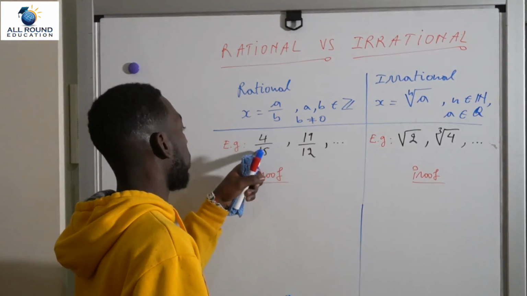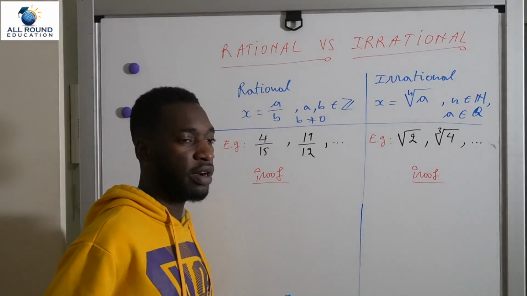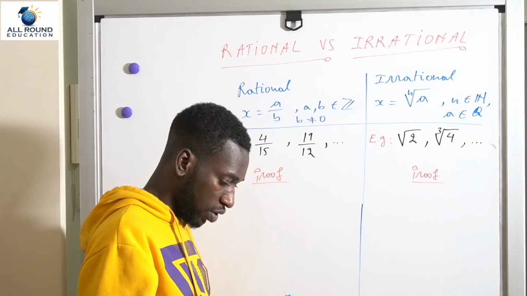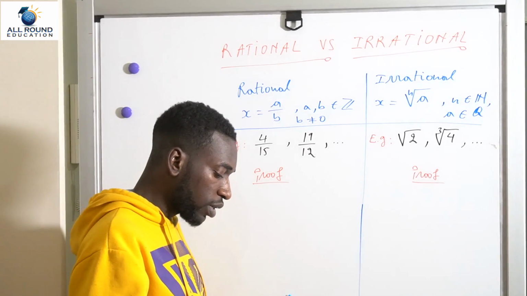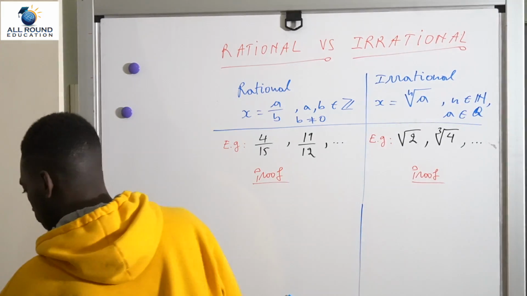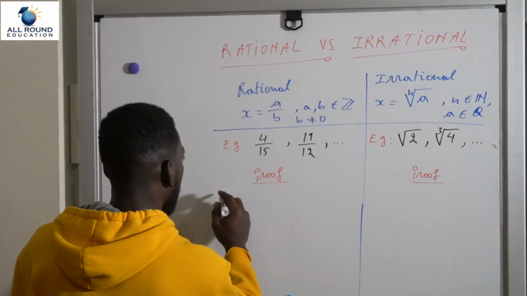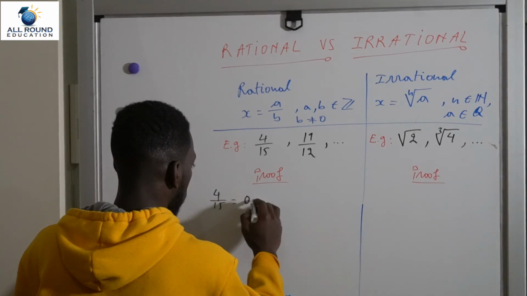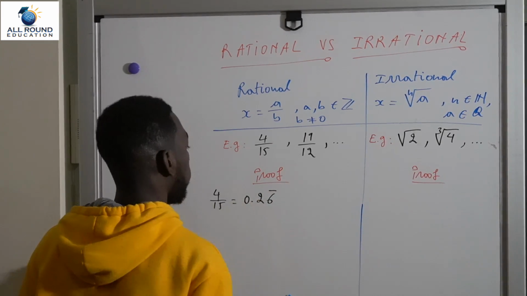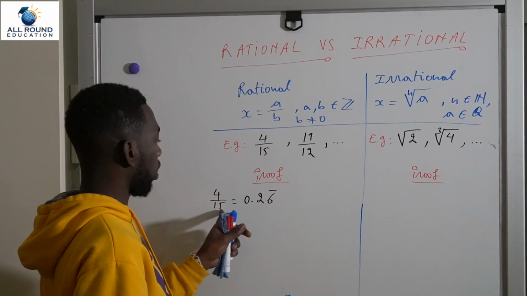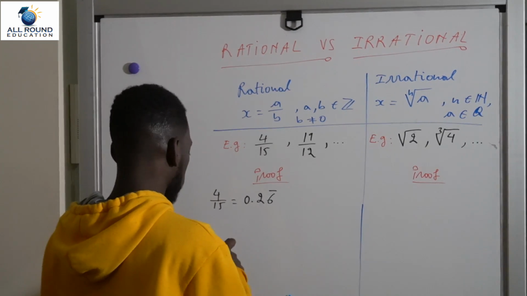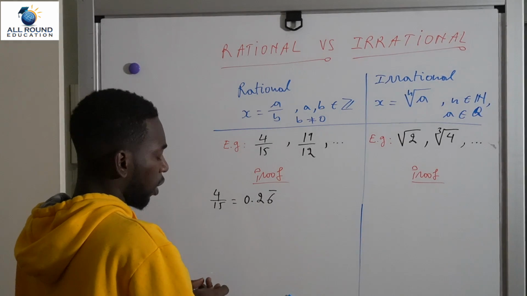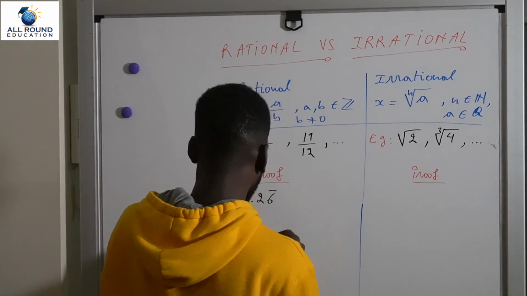Let's start here. On this side I'm going to prove 4 on 15. If you put 4 on 15 in your calculator, it should give you a decimal number with 6 recurring. So 4 on 15 is equal to 0.26 recurring. This is what you get if you put it in a calculator. But then I'm going to prove why this number, if you get a fraction like this, is a rational number. Remember, in the previous video that's what we were doing. However, I'm going to quickly go through this.